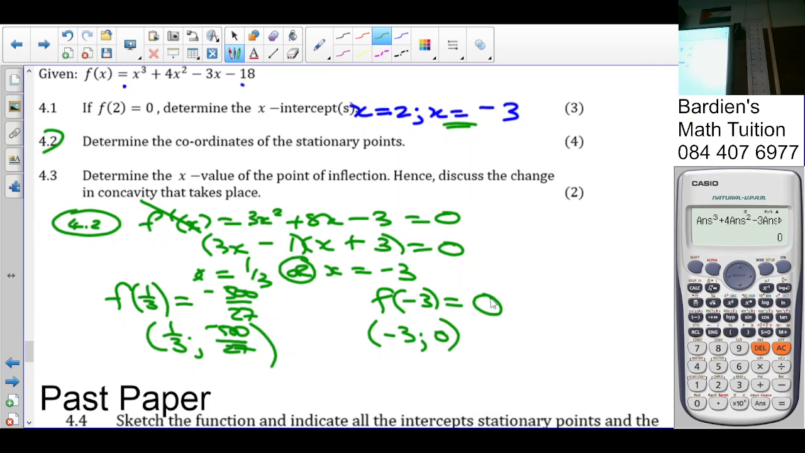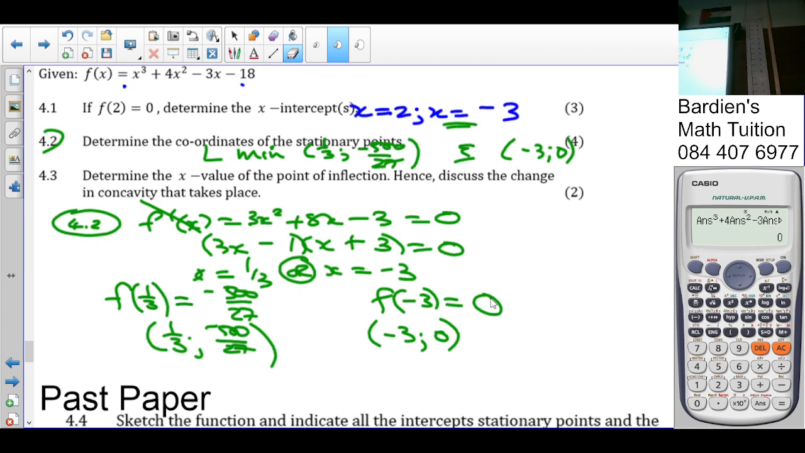So I'm going to write it here. There's 1 over 3 and negative 500 over 27. And the other one is negative 3 and 0. This is your minimum value. Local minimum. And that's, of course, your local maximum. Okay.